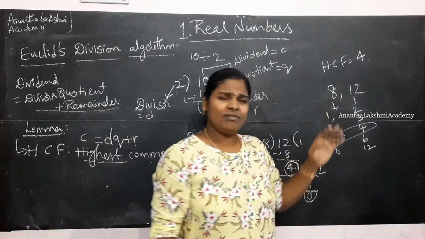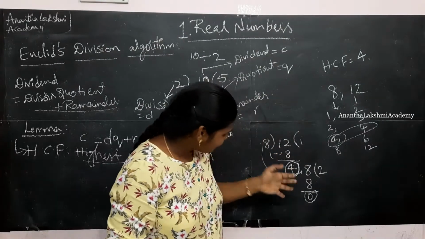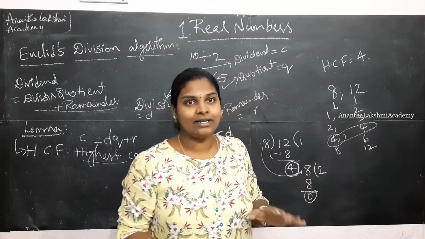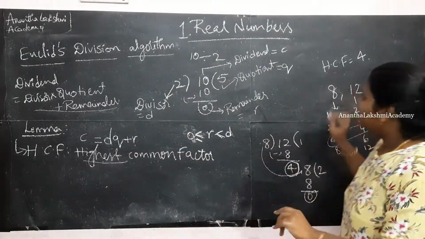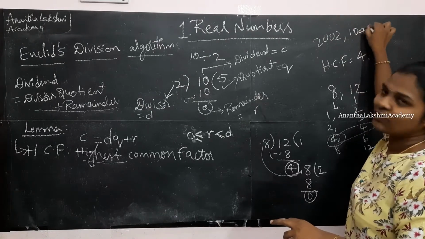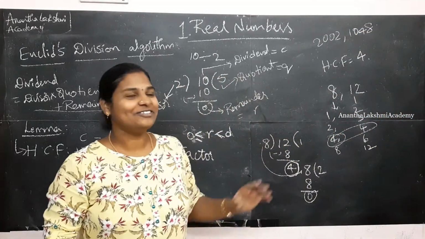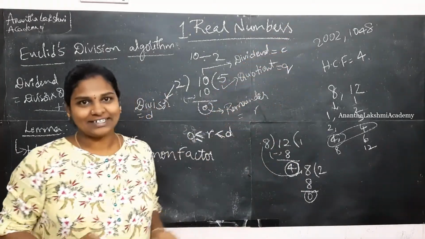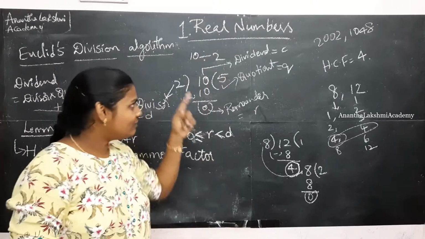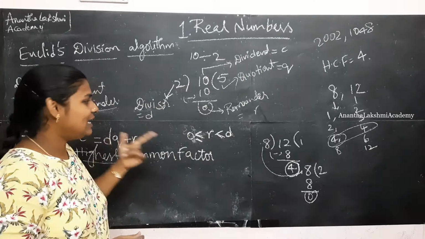So for now the question comes up, why are we trying to explain this? Why don't we have it? Because this is quite simple, right? Now figure out the HCF of 2002 and 1048. What will you do? You sit and keep on writing the factors? It is quite impossible, right? It takes hell lot of time. For those kind of things, we have Euclid's division lemma.